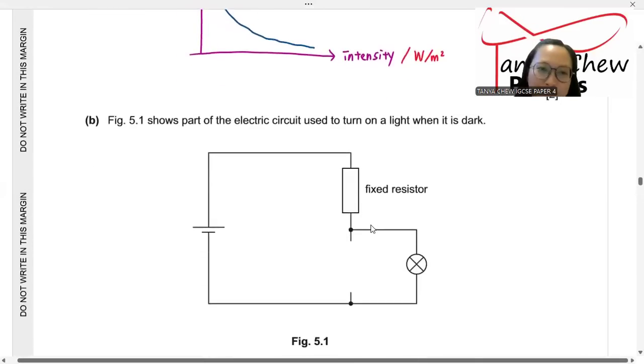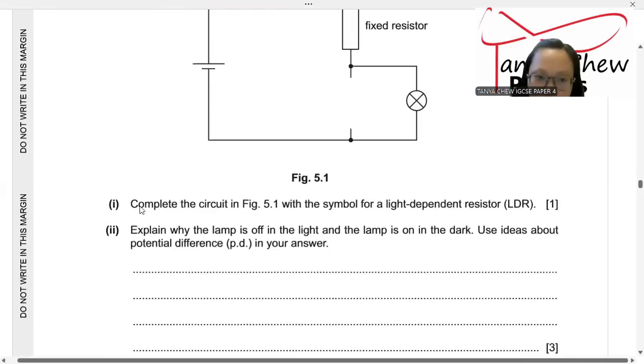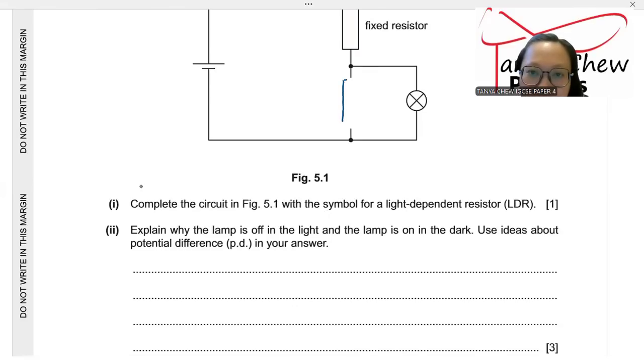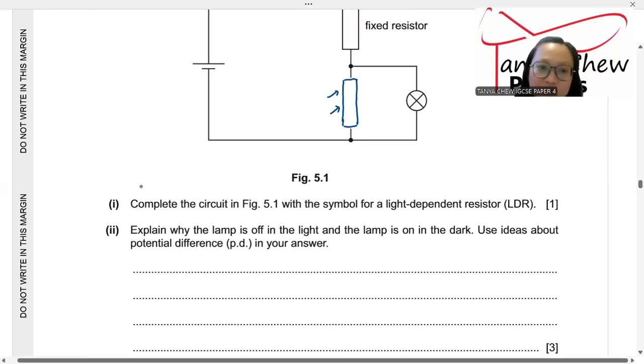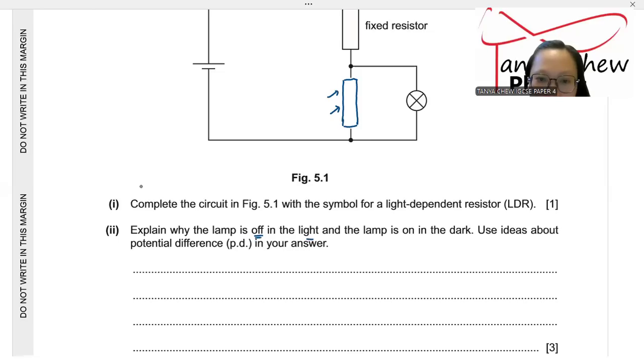B, Fig 5.1 shows part of the electrical circuit used to turn on a light when it is dark. First part, complete the circuit in Fig 5.1 with the symbol for a light-dependent resistor. So you just draw a light-dependent resistor here to complete this, and then hit the light onto it. Yeah, the arrow must hit the semiconductor, right? So explain why the lamp is off in the light and the lamp is on in the dark. Use ideas about potential difference in your answer, right?